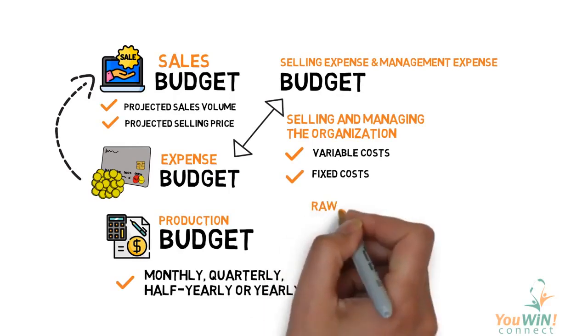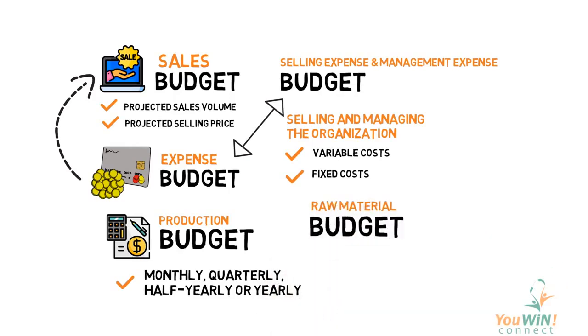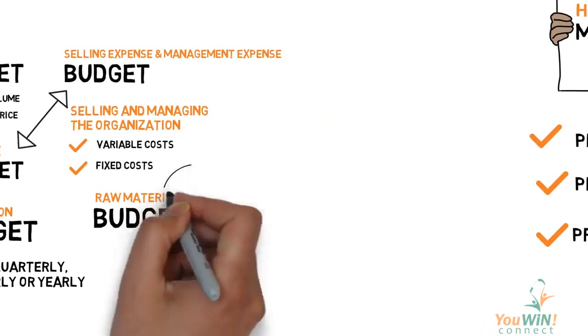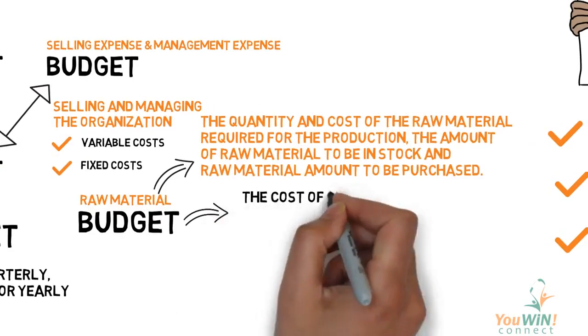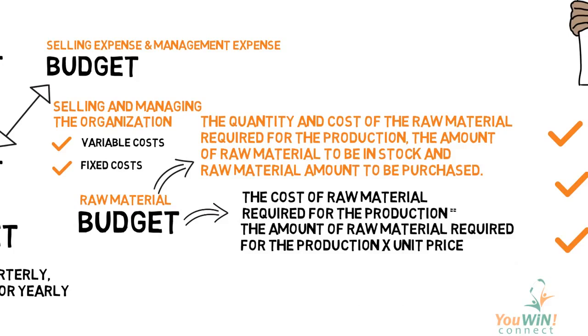Another budget that would help us in our profit and loss statement is our raw material budget. In order to forecast the amount of raw material required to meet the production needs and stock requirements, the budget of raw material cost comprises the main components like the quantity and the cost of raw material required for the production, the amount of raw material to be in stock, and raw material amount to be purchased. The amount of raw material required for production is calculated based on the amount of products that need to be manufactured as indicated in the production budget and the amount of raw material per product. The cost of raw material required for production equals the amount of raw material required for the production multiplied by the unit price of raw material required.